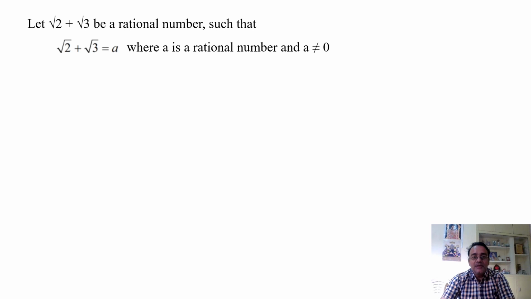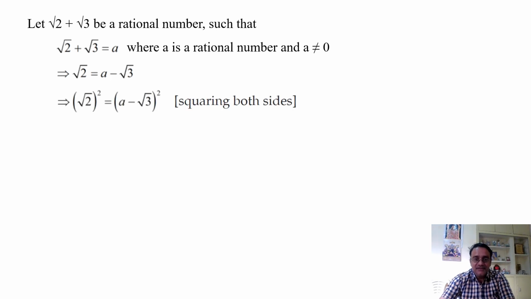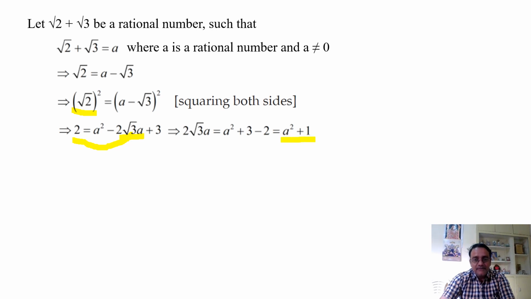Now root 2 root 3 में किसी एक को right hand side में shift करेंगे, we'll shift any one to right hand side. So I am shifting root 3. Now again squaring both sides, we'll get root 2 square will become 2 and a minus root 3 squared will become a square minus 2ab plus b square. ठीक है. Now what we will do, we will shift this to left hand side, so it will become plus, and 2 to right hand side it will become minus. So 3 minus 2 is 1. So finally root 3 we will get a square plus 1 upon 2a.